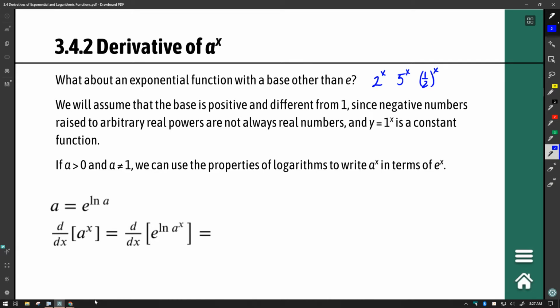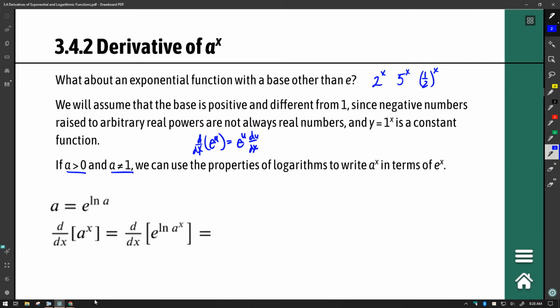Well, first up, we're going to assume that that base is both positive and not 1, since negative numbers raised to arbitrary real powers are not always real numbers, and y equals 1 to the x is a constant function. So we want a positive value for the base that is not 1. And then what we'll do is lean on the idea that we know that the derivative of e to the u is e to the u du/dx, and rewrite a to the x in terms of e using properties of logarithms. So let's begin there.